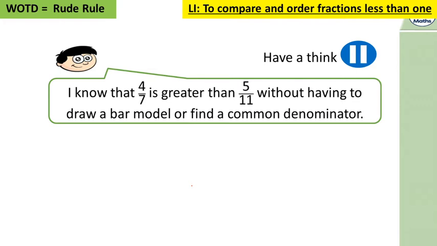Okay, so this chap is saying, I know that 4/7 is greater than 5/11 without having to draw a bar model or finding a common denominator. Do you think that is true or not? If not, why not? And then we'll go through this question.